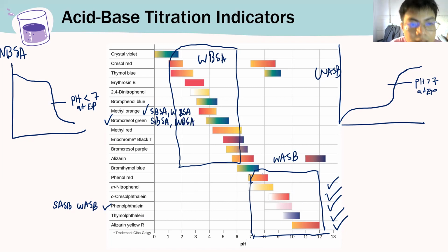Ayun. So, yan lang naman. So, either methyl orange, bromocresol green, phenolphthalein, and yellow. Okay. So, ano yung pinaka-point ko dito?